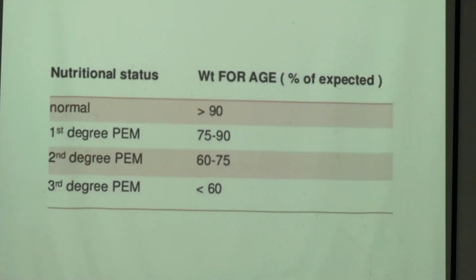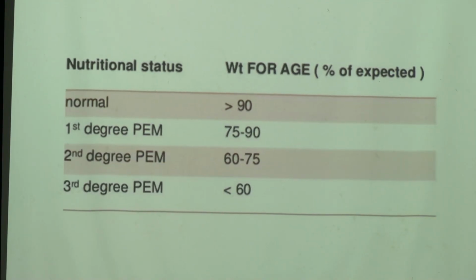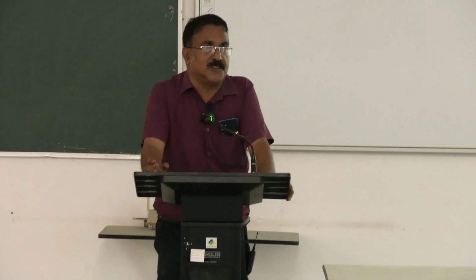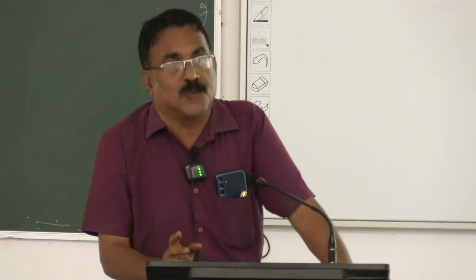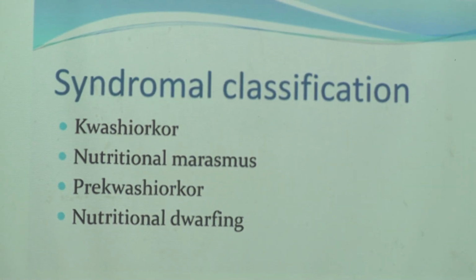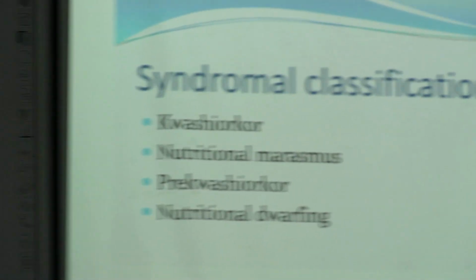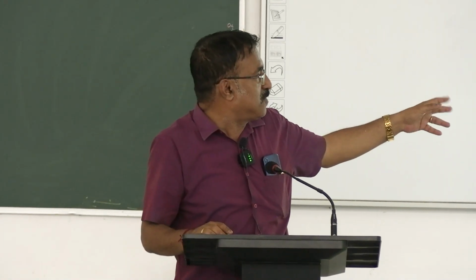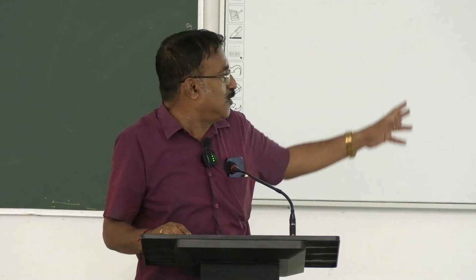So nutritionally, if it is more than 90%, it's considered normal. First degree is 75 to 90, second degree is between 60 to 75, third degree is below 60. So syndromal classification, so far we talked about percentages, severity, etc. You have syndromic types: Kwashiorkor, nutritional marasmus, pre-Kwashiorkor, nutritional dwarfing.